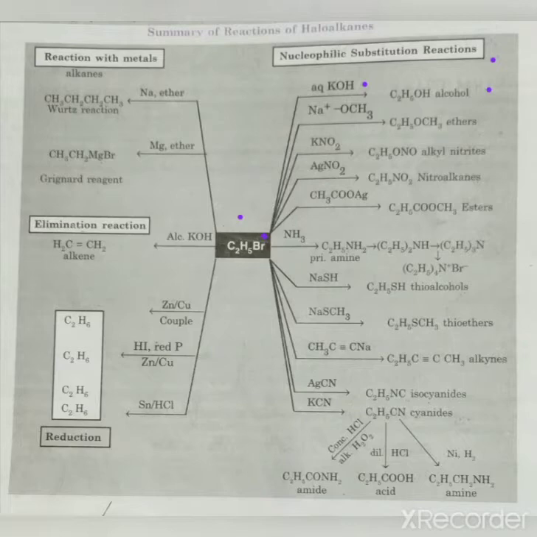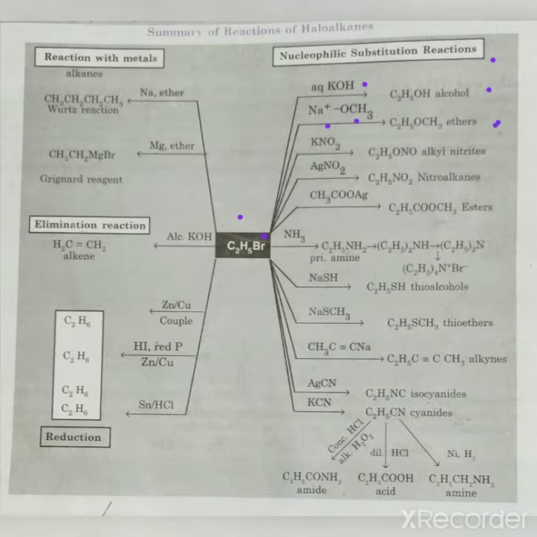In the second case, we are getting ethers, that is when we treat C2H5Br with sodium alkoxide. This is sodium alkoxide. As I told you, it is the general reaction with sodium alkoxide. Here particularly I am taking the RS CH3 group. Then it gives the product ether.